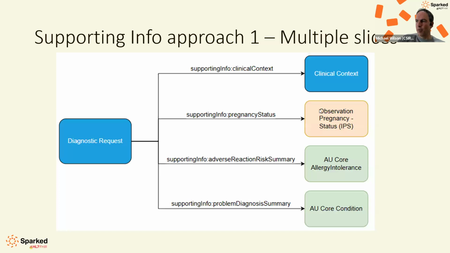Just jumping ahead a little bit. So the clinical context in whatever resource type it is, whether it's observation, document reference, or something else, would be referenced through supporting info from diagnostic request. And we've currently got pregnancy status in there, supporting info. In the future, we might have adverse reaction risk summary, we might have problem diagnostic summary, we might have other things, all referenced as supporting info from the diagnostic request. So we're only talking here about clinical context and what FHIR resource clinical context becomes, right? That's all, not about how it's managed in supporting info.